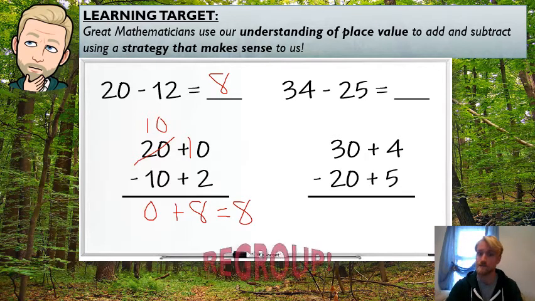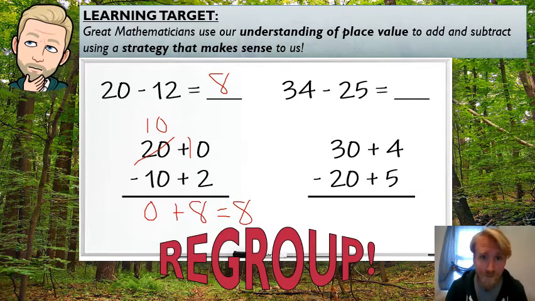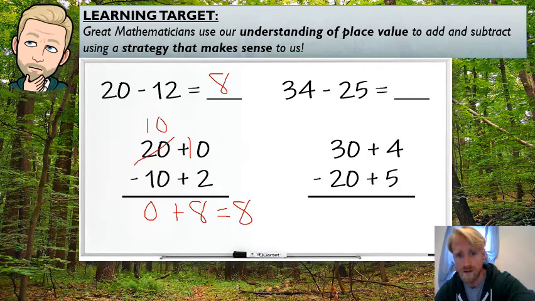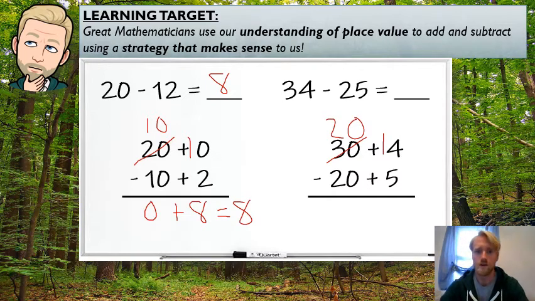Yo, you guys are on fire today. We've got to regroup again. Excellent. All right, so let's go ahead and do that. So, again, taking my pen out, crossing out the 30. I'm going to borrow 10 from that 30, leaving just 20 behind. Now I can add that 10 over into the ones place. So now I have 20 plus 14, and 20 plus 5.